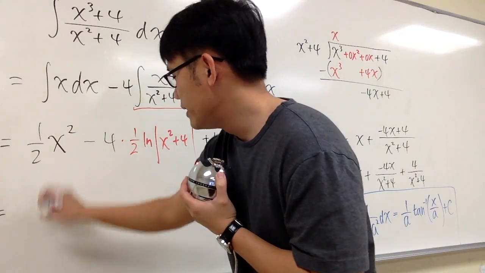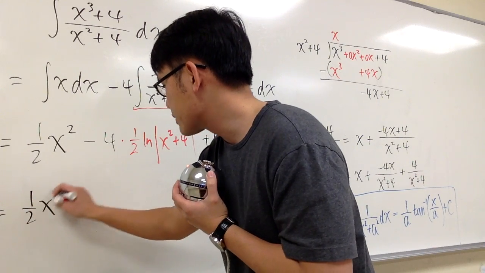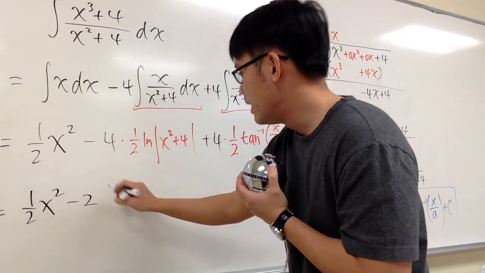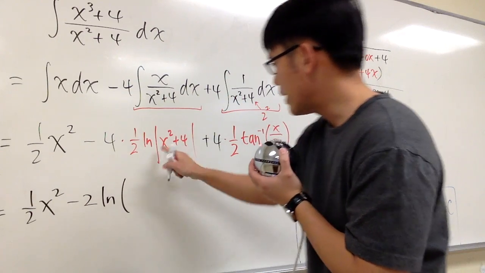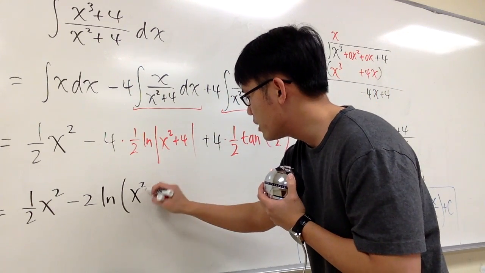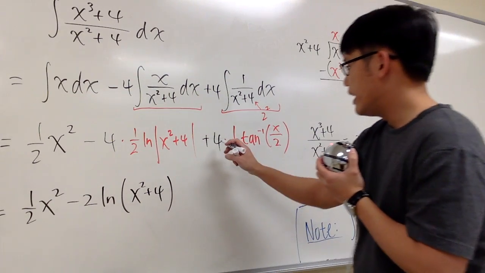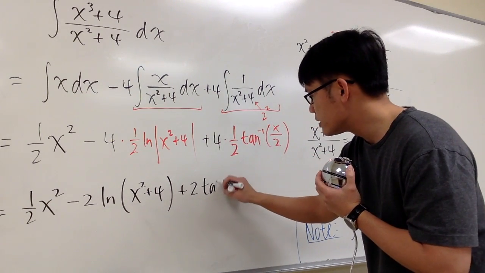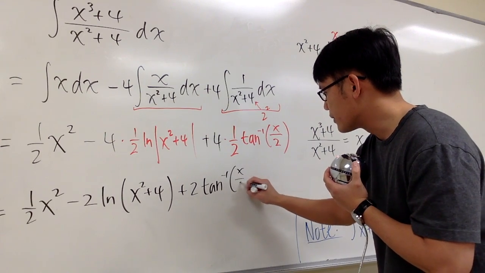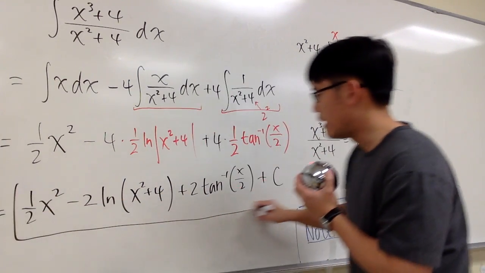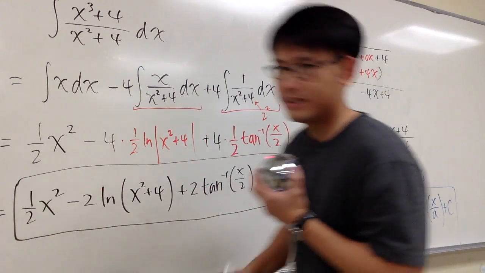So finally, this is still 1/2 x squared, but then negative 4 times 1/2, we have minus 2, of course, ln. I can use parentheses because the inside is negative. So we have x squared plus 4. And 4 times 1/2 is plus 2 arctangent of x over 2. And we are done. So we can say plus c. And of course, box the answer. That's it.